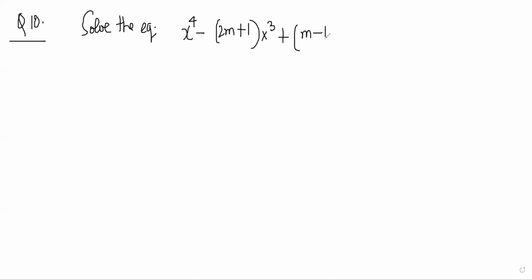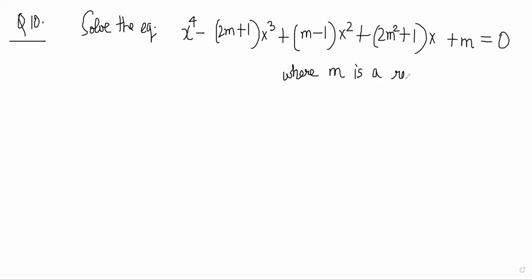This question says solve the equation x to the power 4 minus (2m plus 1) x cube plus (m minus 1) x square plus (2m square plus 1) times x plus m is equal to 0, where m is a real parameter. So m is a variable, it's a real number, and we have to solve this equation.